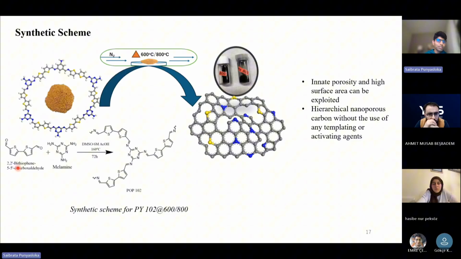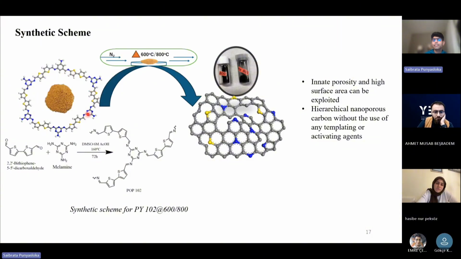So again, my starting compound was bithiophene dicarboxaldehyde, but this time I wanted a little bigger pore size. So I took a bigger second monomer, which is melamine. And after the reaction, you see the pore structure can form like this. And again, it's more like a donor acceptor because of the nitrogen and sulfur being in such vicinity.